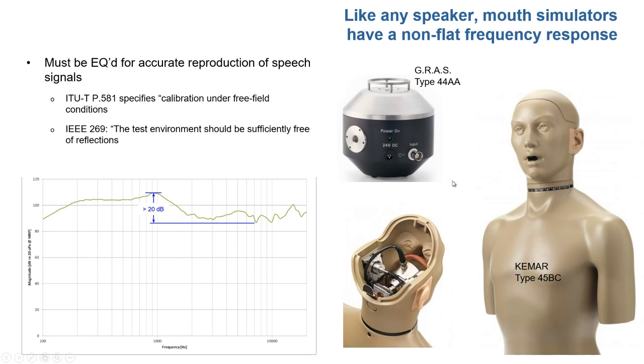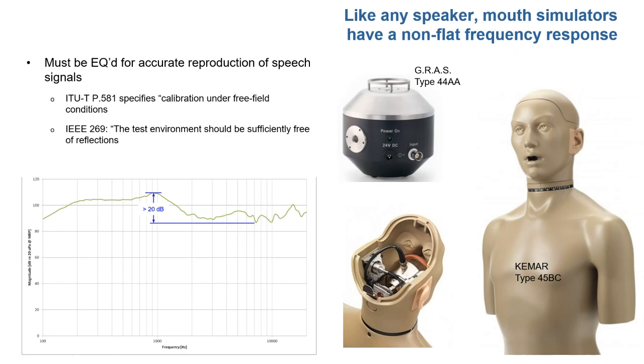Mouth simulator, this one looks like this. This is made by our sister company, GRAS Sound and Vibration, and it's a small powered speaker with a small opening that approximates the mouth opening of an average person. There's one built into the head of this head and torso simulator. Now, like any loudspeaker, this does not have a flat frequency response. So you can see I have a variation from peak to trough here of more than 20 decibels from 100 hertz to 8 kilohertz, the speech range.